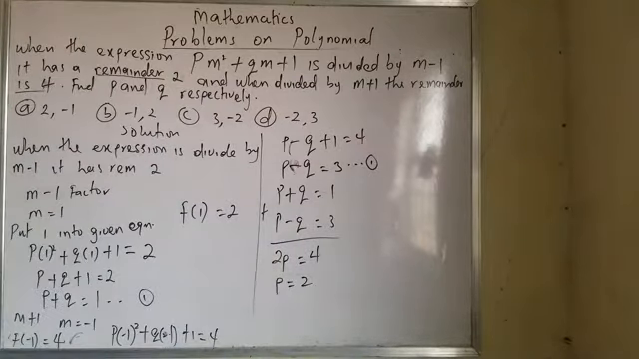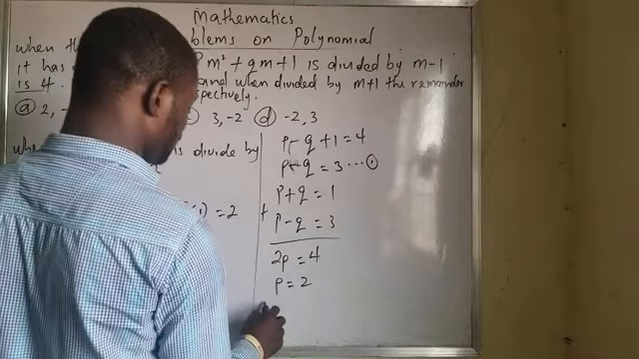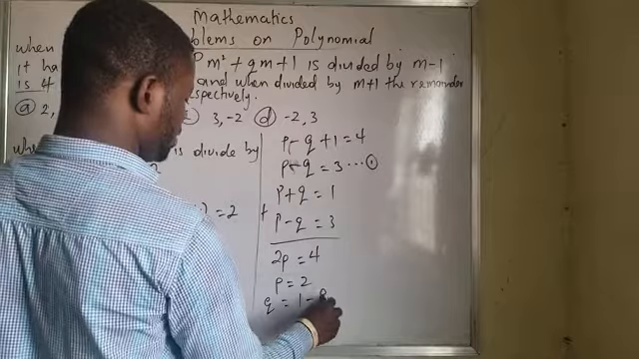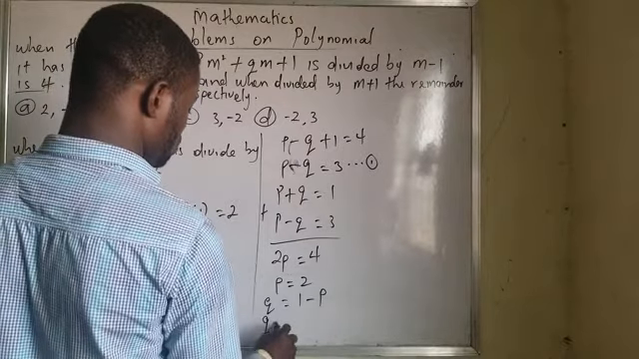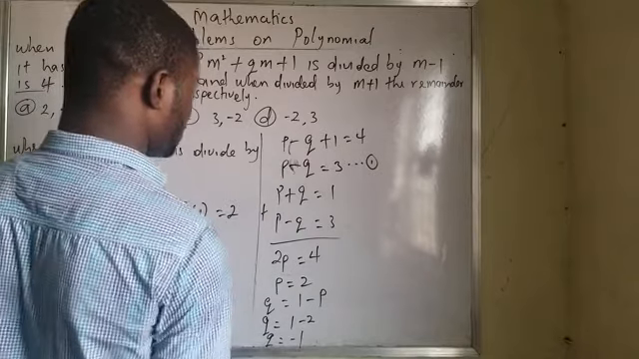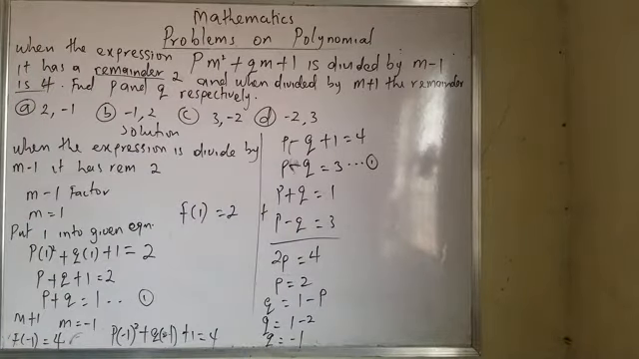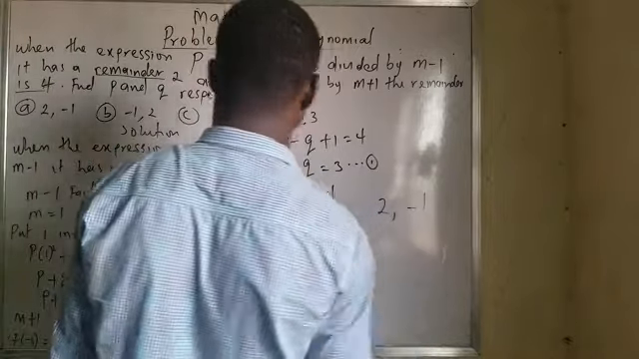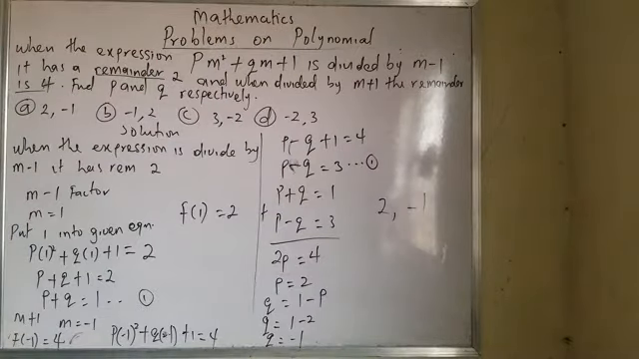Since my p equals 2, my q will be equal to 1 minus p, which is 1 minus 2. My q equals minus 1. Now, I'm just solving simultaneous equations. It means p and q are 2, minus 1. It means my answer becomes A.